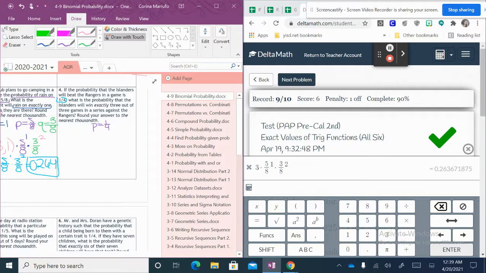Okay, so the number of events is going to be 3, and the number of favorable events is going to be 3 also, because they want them to win all of the games against the Rangers, round to the nearest 1,000. So if the probability of winning is 1 out of 4, then the probability of not winning is 3 out of 4. It's the other 3 leftovers.